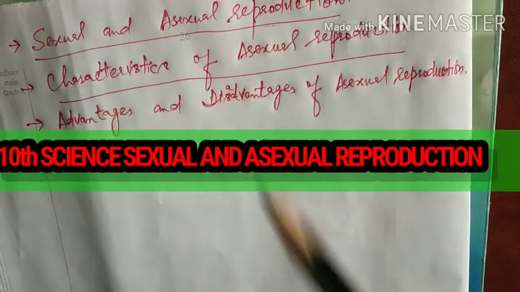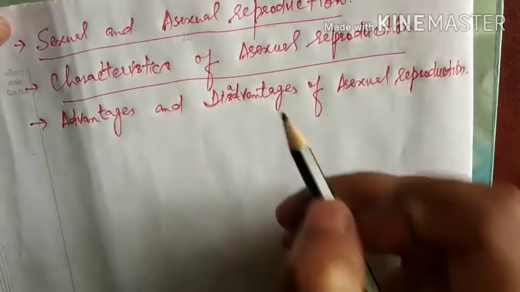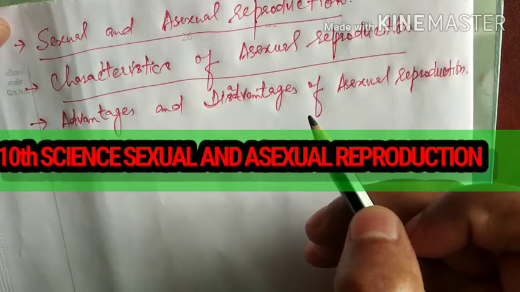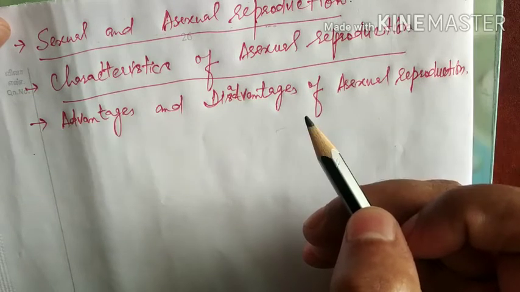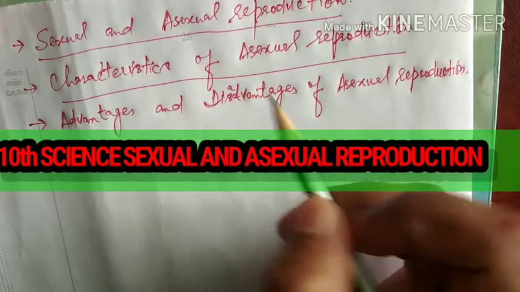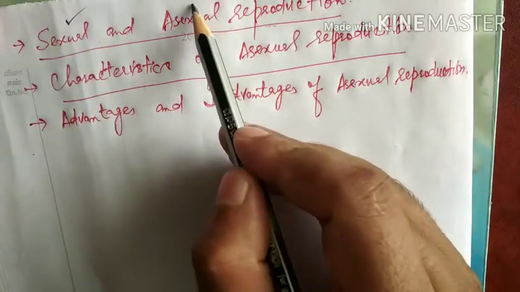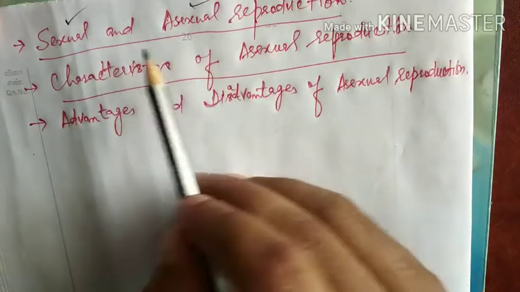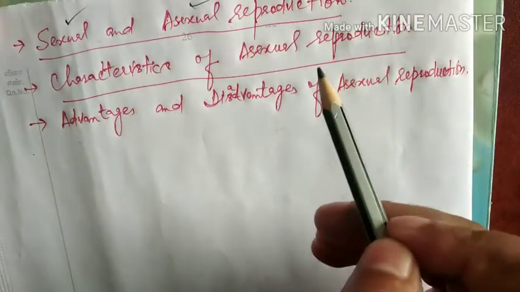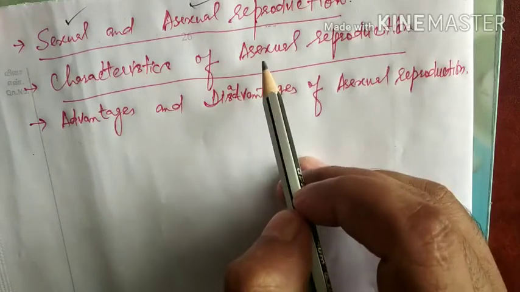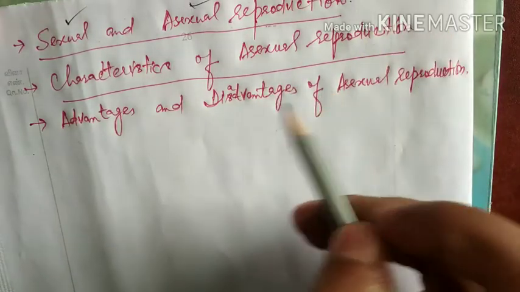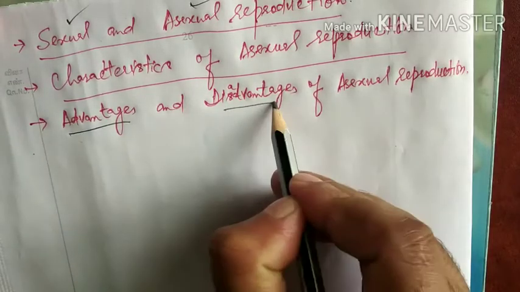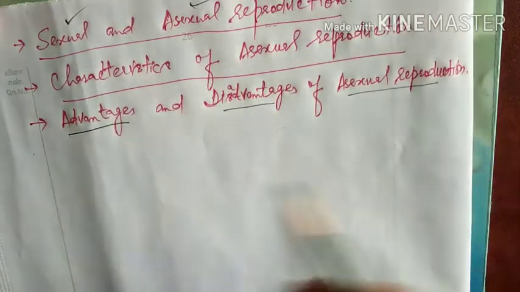Welcome all back. So last time we discussed the introduction to our chapter, how do organisms reproduce. We had discussed what sexual reproduction and asexual reproduction are, and the difference between both of them. Then we discussed the characteristics of asexual reproduction. Today let us have a small look at the advantages and disadvantages of asexual reproduction.